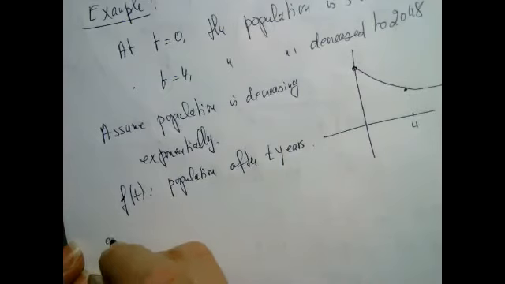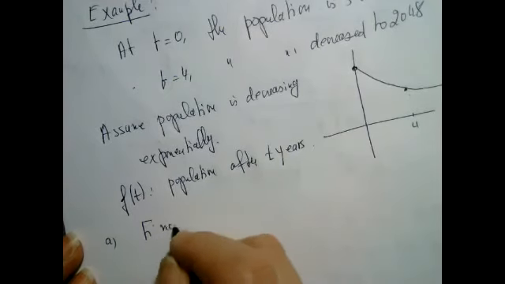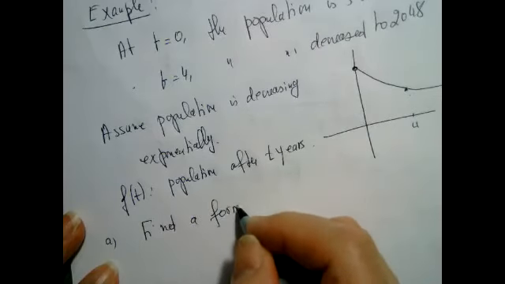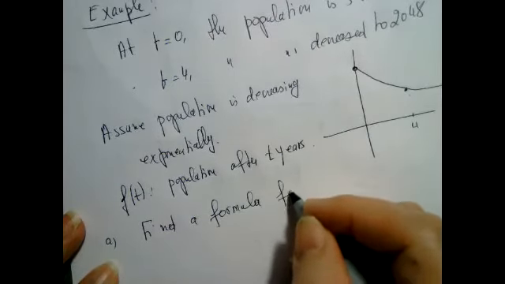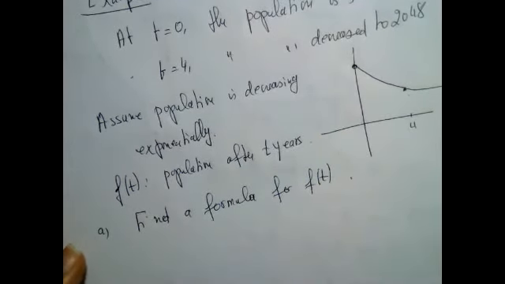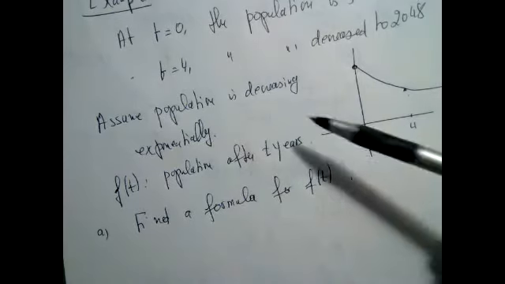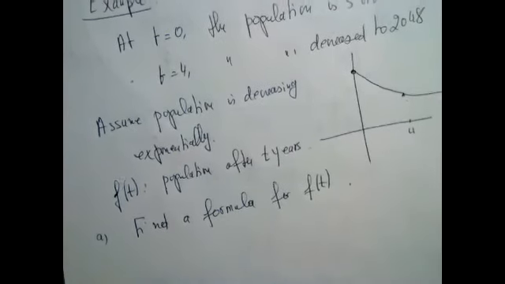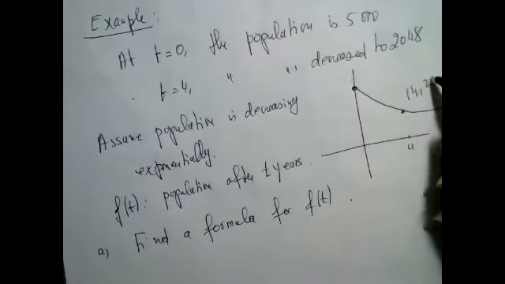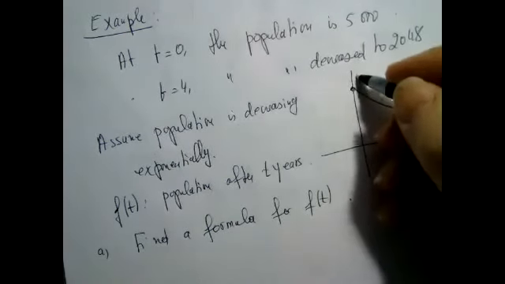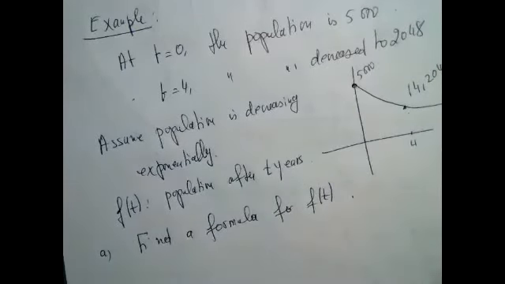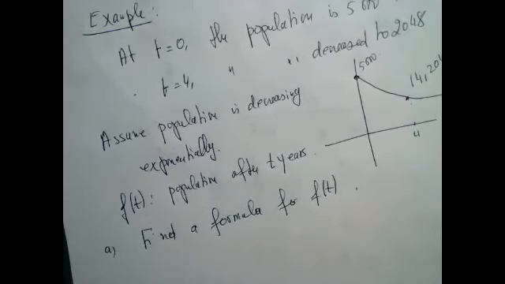So question number A: we're going to have several parts. Find a formula for the population f of t. Okay, so this time we know it's exponential, but I don't know the rate. The only thing I have is two data points. I know this is 2048, and this is the initial population, but I don't know at all by which rate it is decreasing. I want a formula for f of t.